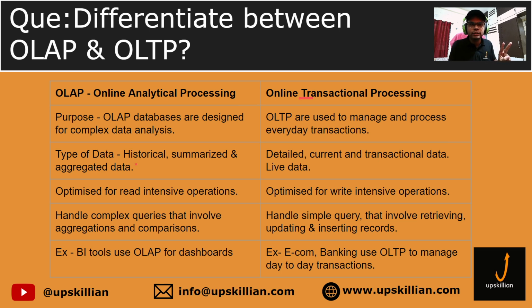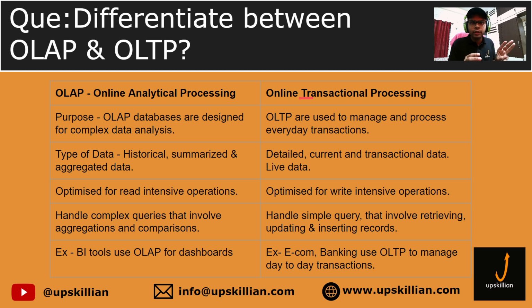The second point is the type of data. OLAP has historical data, whereas OLTP has transactional data. When I say historical data, what does it mean? Historical data is past data. Let's say I want my bank account statement for the past 10 years, or 5 years. That type of data we call historical data. OLAP is designed in such a way that it can store this historical data efficiently, whereas OLTP is meant to store transactional data in a detailed manner, date-wise transactions.